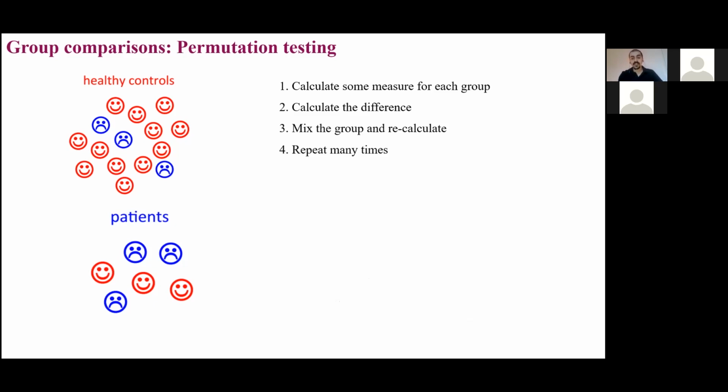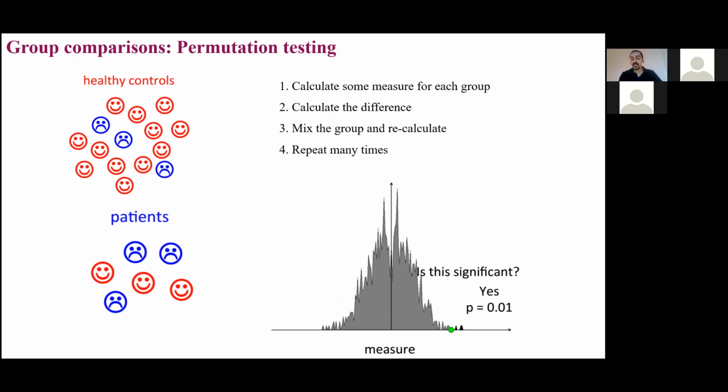But for example, once you have repeated this many times and you get this type of distribution, this would tell you that you have a very low p-value, which would give you a significant result. So this is one thing that needs to be done generally at the end of the analysis.